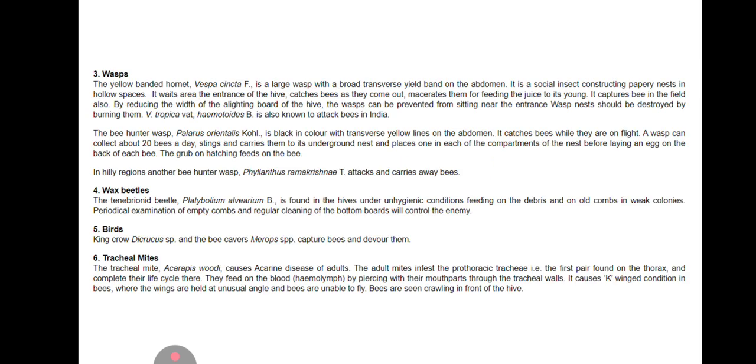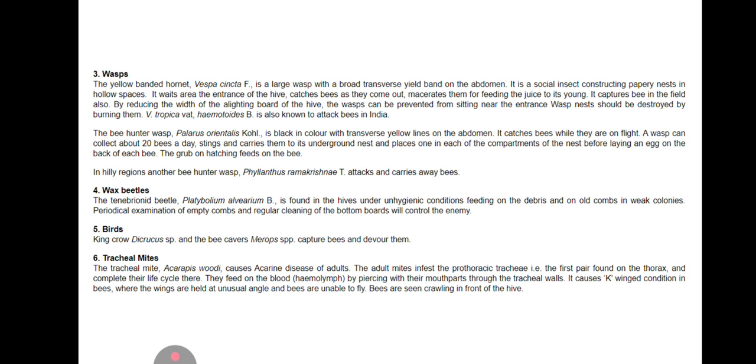The third important pest is the wasp. The yellow-banded hornet, that is Vespa cincta, is a large wasp with a broad transverse yellow band on the abdomen. It is a social insect constructing papery nests in hollow spaces. It waits near the entrance of the hive and catches the bees.